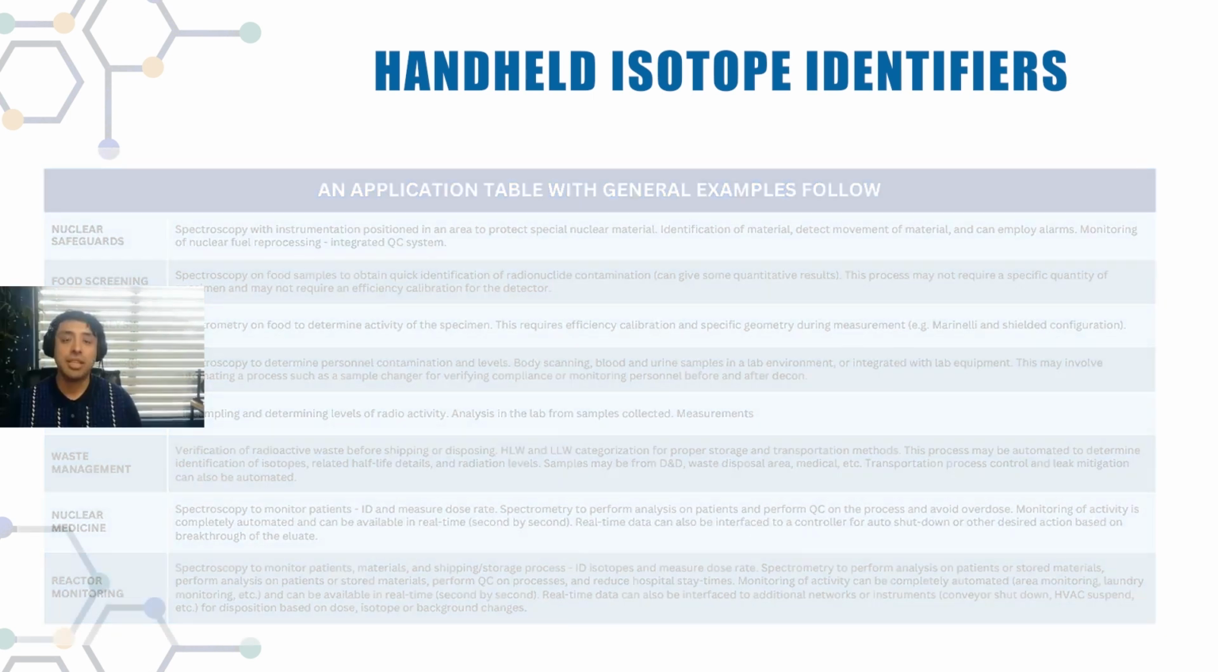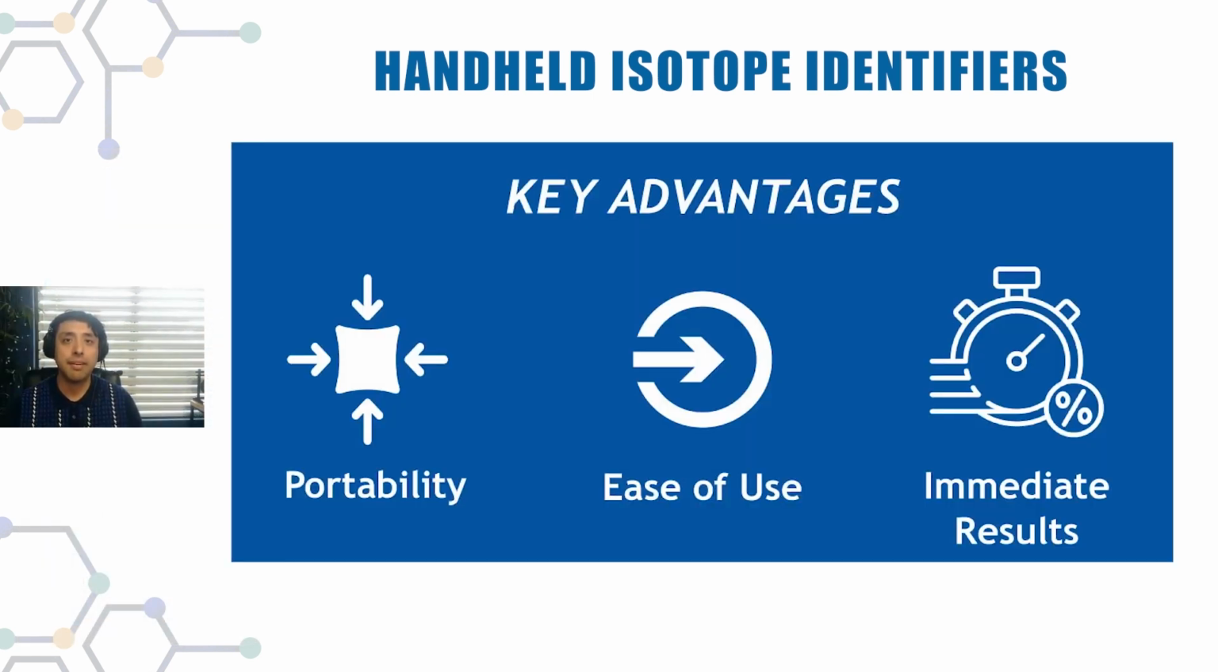The key advantages of handheld isotope identifiers are obviously the portability. They're compact, so the size allows for easy transportation and use in a variety of field conditions. Ease of use: they're designed for quick deployment and operation. These devices can be used with very minimal training, making them accessible to a wide range of users. Immediate results: they provide rapid analysis, enabling quick decisions based on real-time data.